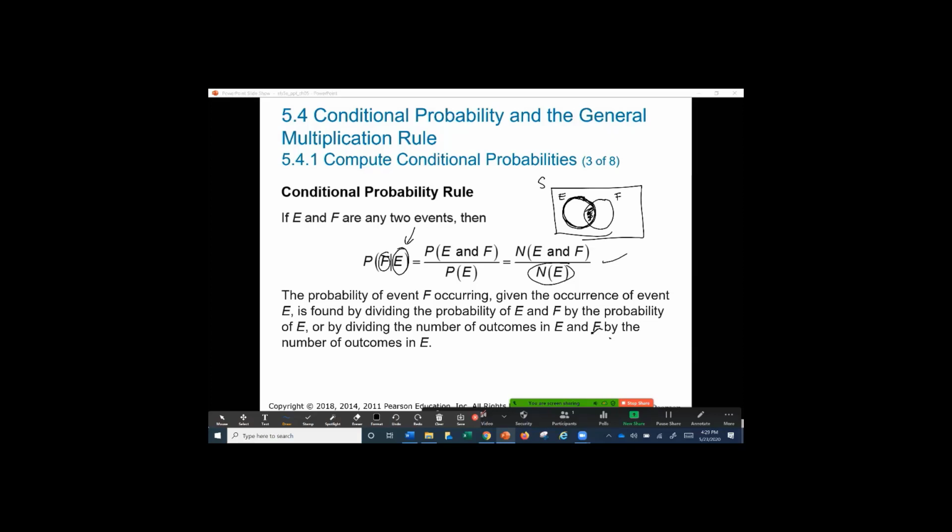The probability of the event F occurring given the occurrence of the event E is found by dividing the probability of E and F by the probability of E, or by dividing the number of outcomes in E and F by the number of outcomes in E.